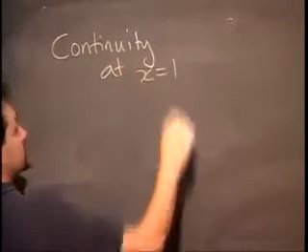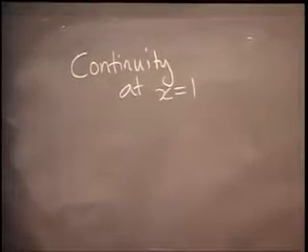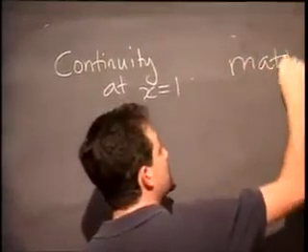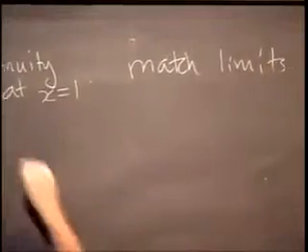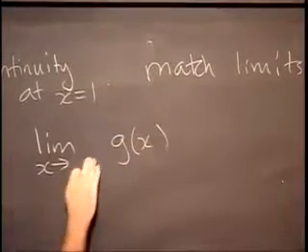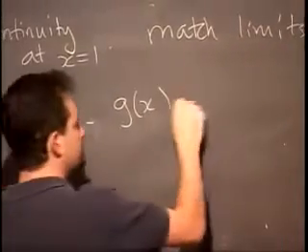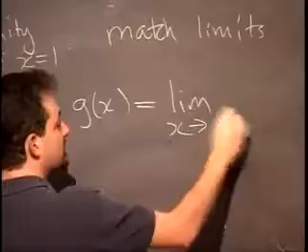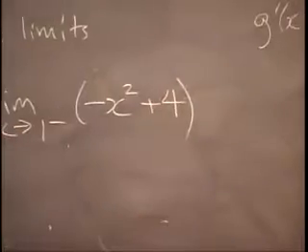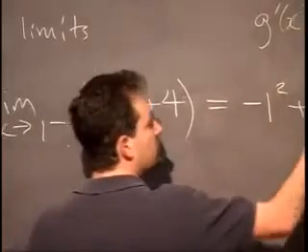at x equals 1. Suppose I just want to see if g is continuous at 1. Don't even worry about the derivative. What do I have to do? I have to look at the left-hand limit and the right-hand limit, and they have to match. So what I want to do is match limits. So let's look at the left-hand limit. As x goes to 1 from below of g of x, what is this left-hand limit? Well, when x is below 1, g is minus x squared plus 4. And if I actually work out this limit, all I have to do is plug 1 in, and I will get minus 1 squared plus 4, which is 3.